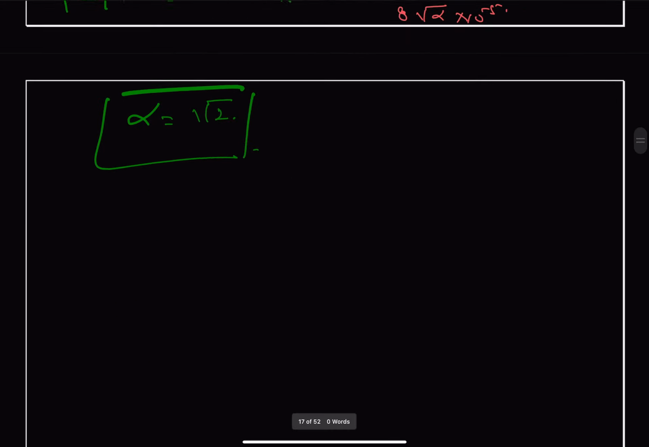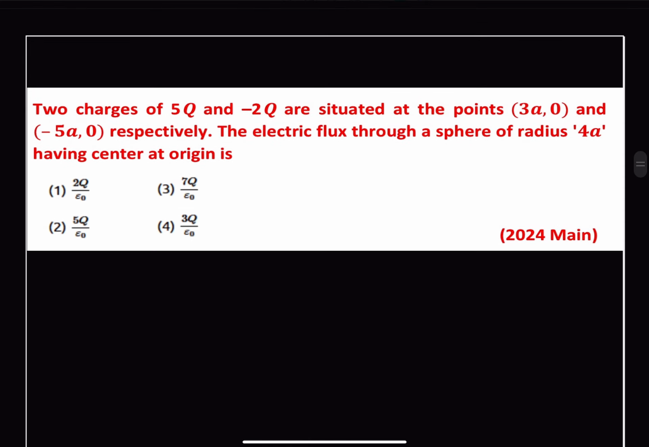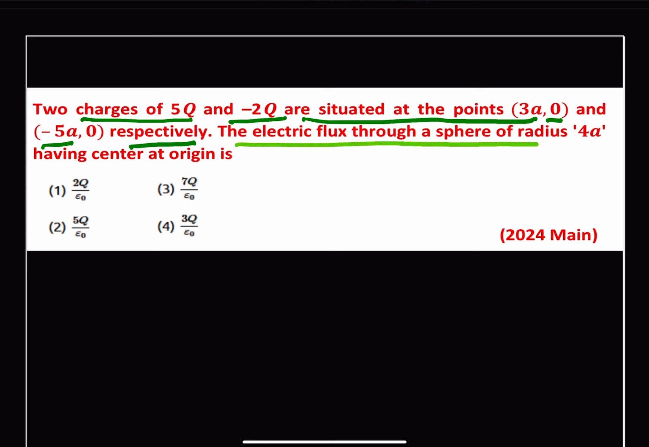Next question. It states that two charges 5q and minus q are situated at points 3a, 0 and minus 5a, 0 respectively. The electric flux through a sphere of radius 4a having a center at the origin is. So in this case we are going to find out the electric flux, and one of the straightforward approaches of finding electric flux is using the Gauss law.